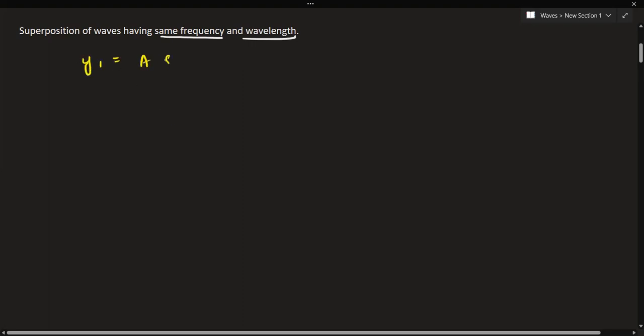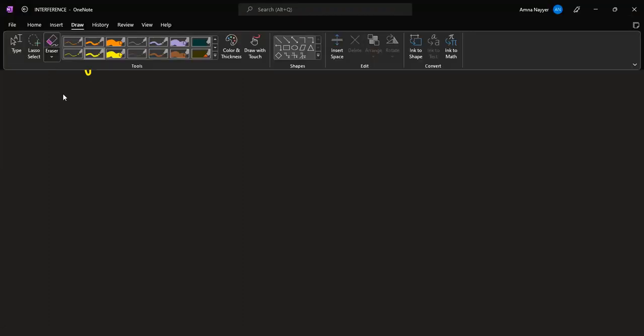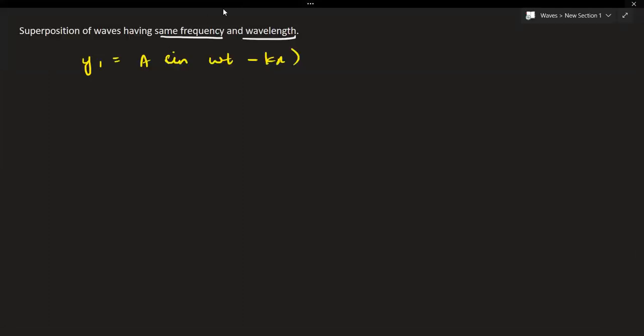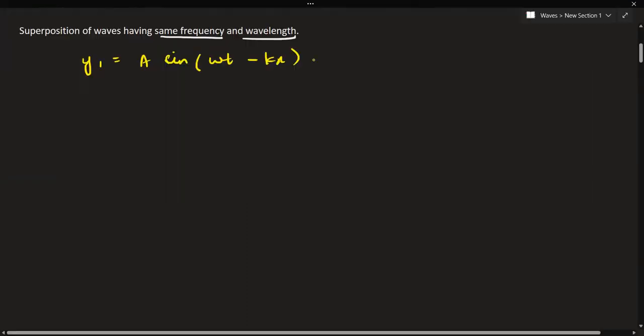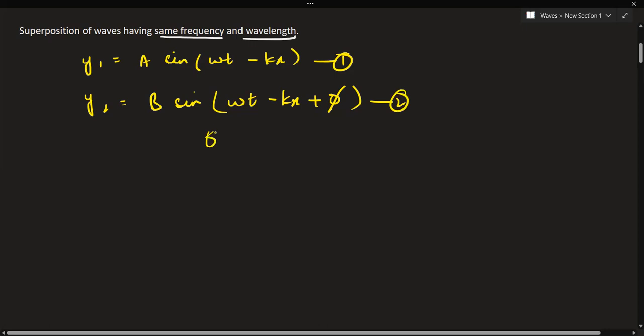Like y1, let's say it's A sine(omega t minus kx). This is the first equation that is given. Now let's say we have another equation, some random equation. B is the amplitude of the second wave: B sine(omega t minus kx plus phi), where phi is the phase constant. There's a phase difference between them, that is phi. Let's say this is the second equation. So phi is just reminding you this is the phase difference between these two.